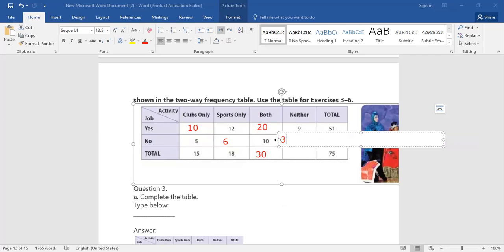9 and 3 is 12, so that's it. Yes, very good. So we will find the sum here, which will be equal to 12. Okay.